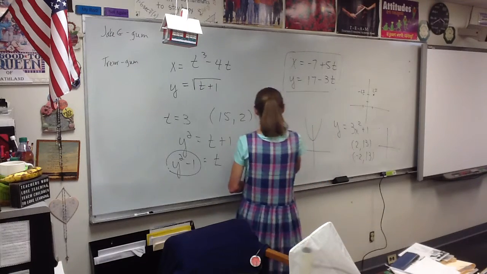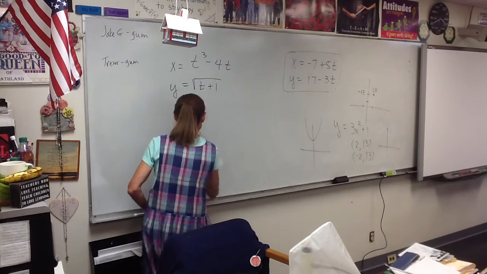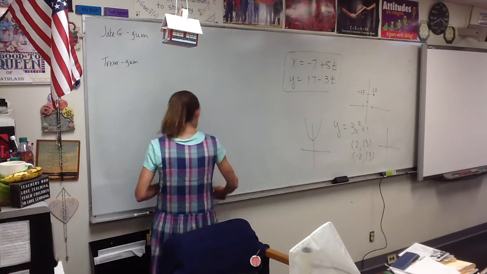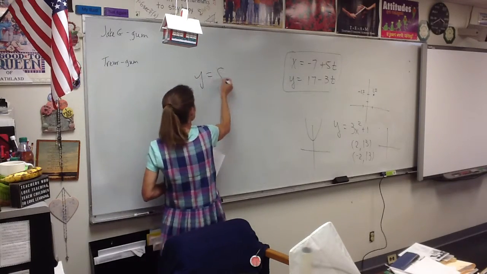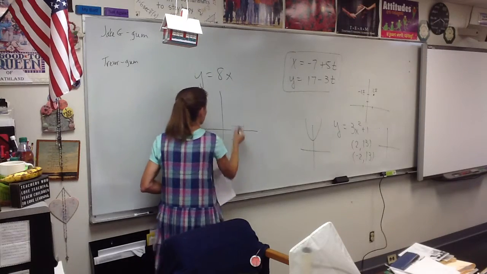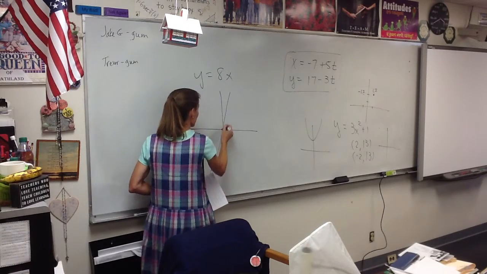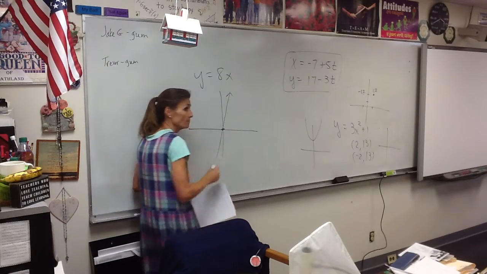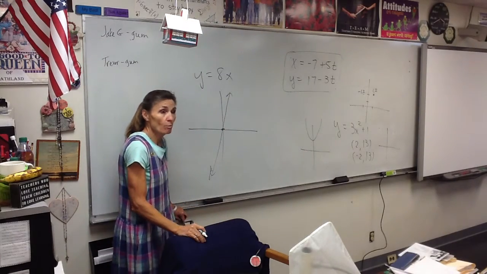Now, what about the next one? You can graph it. You don't even need to graph it, you can visualize the graph. Doesn't it look like this? Oops, it's supposed to go through the origin. Yep, it goes through the origin with a slope of 8.